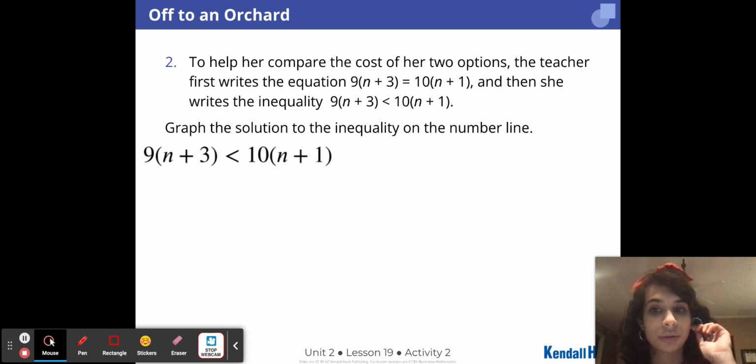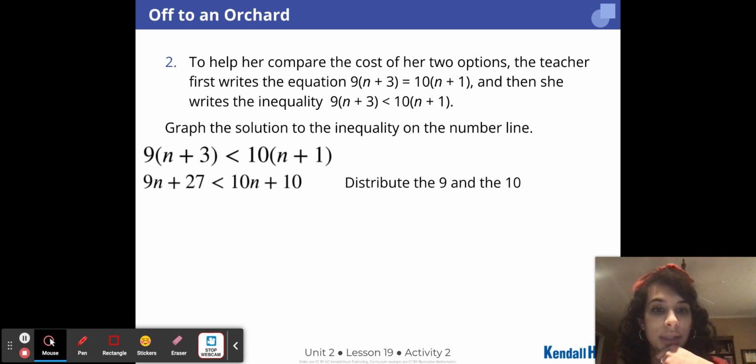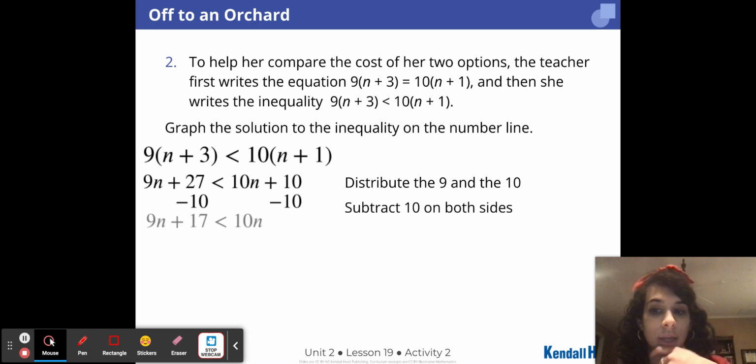So, my first step here to solve for my variable n is to distribute your 9 and 10 to both your terms, right? 9 times n is 9n, 9 times 3 is 27. 10 times n is 10n, 10 times 1 is 10. After that, to get n by itself, I'm going to subtract 10 on both sides. That gives me 9n plus 17 is less than 10n.